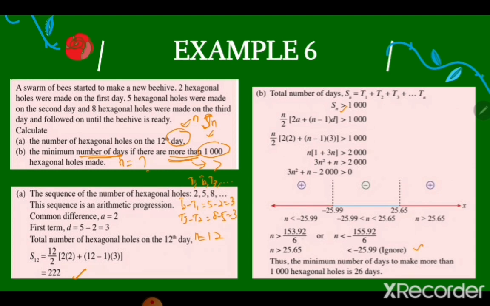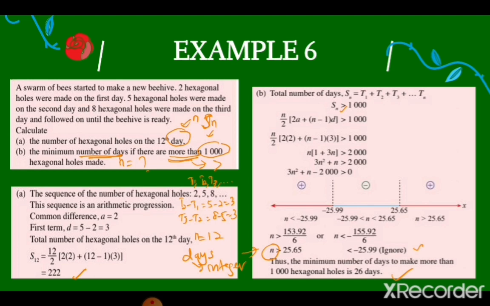So our answer is n must be greater than 25.65. Again, n refers to days. Days must be an integer, so it cannot be a decimal. So when n is greater than 25.65, the closest integer value that is greater is 26. That is why the minimum number of days to make the hexagonal be more than 1,000 is 26 days. Okay, I hope you can understand.